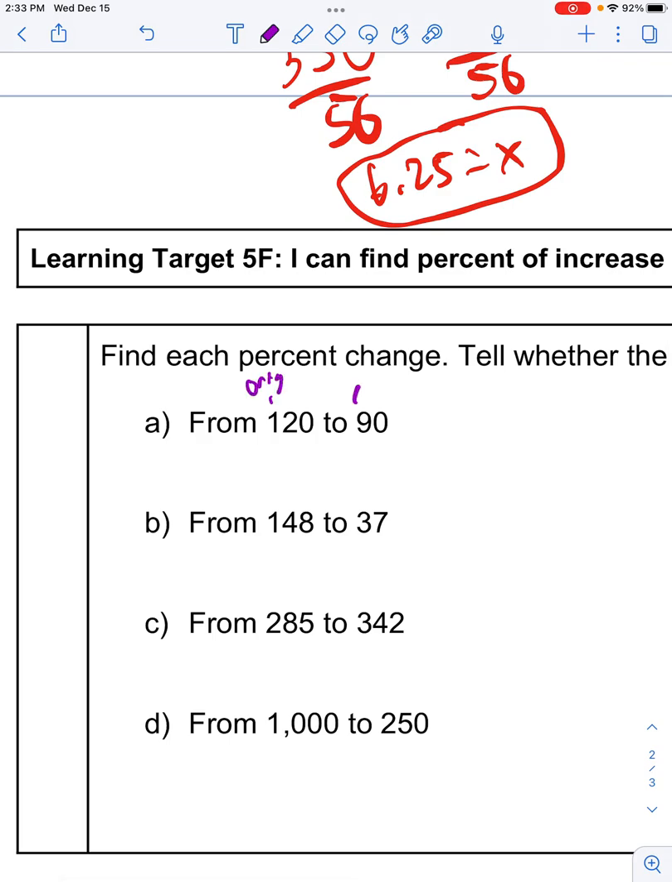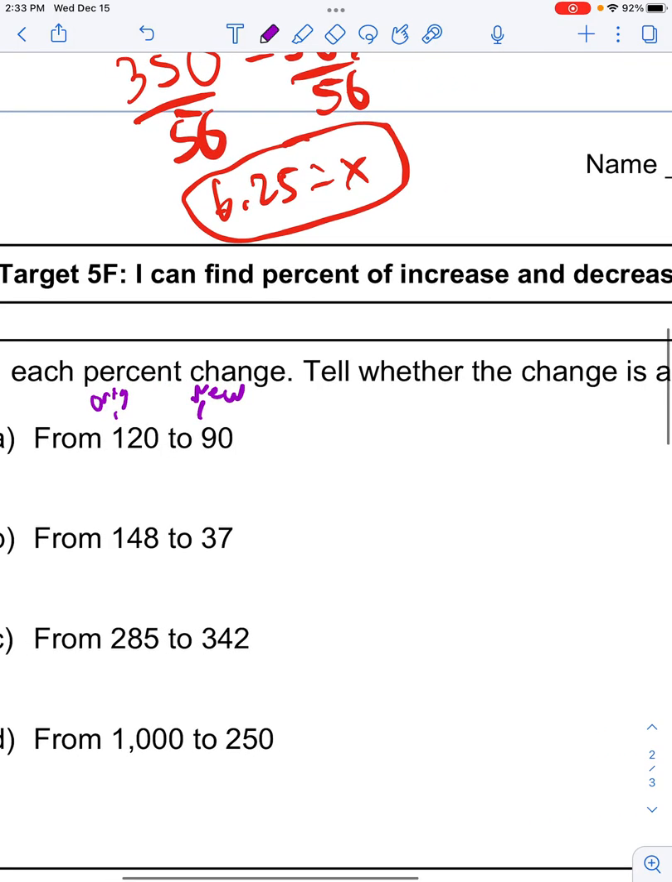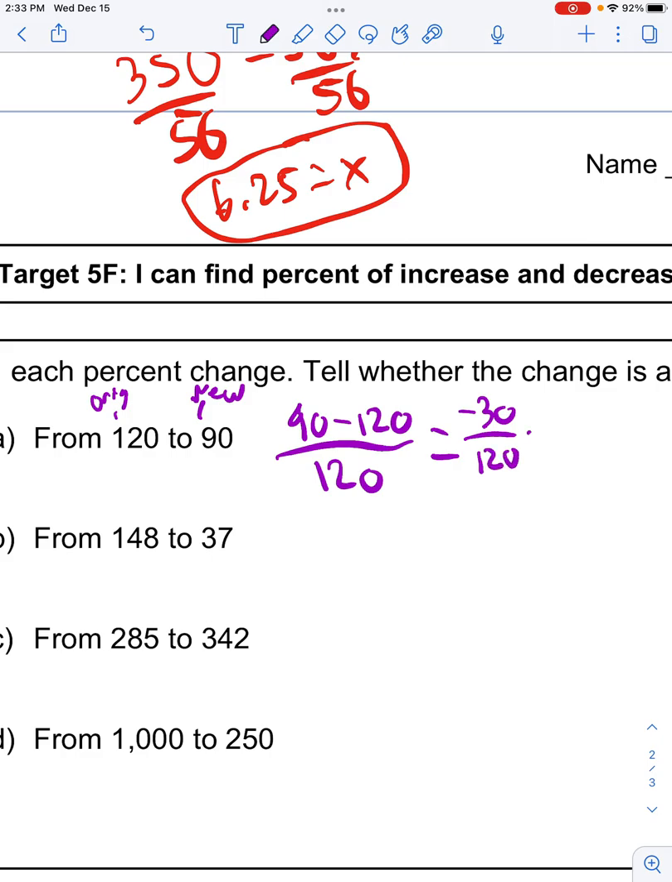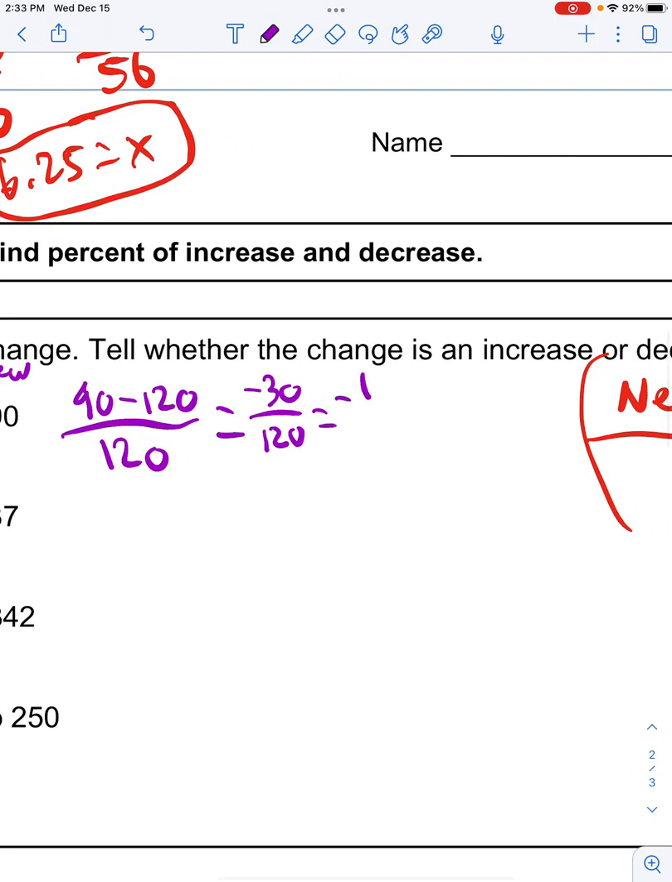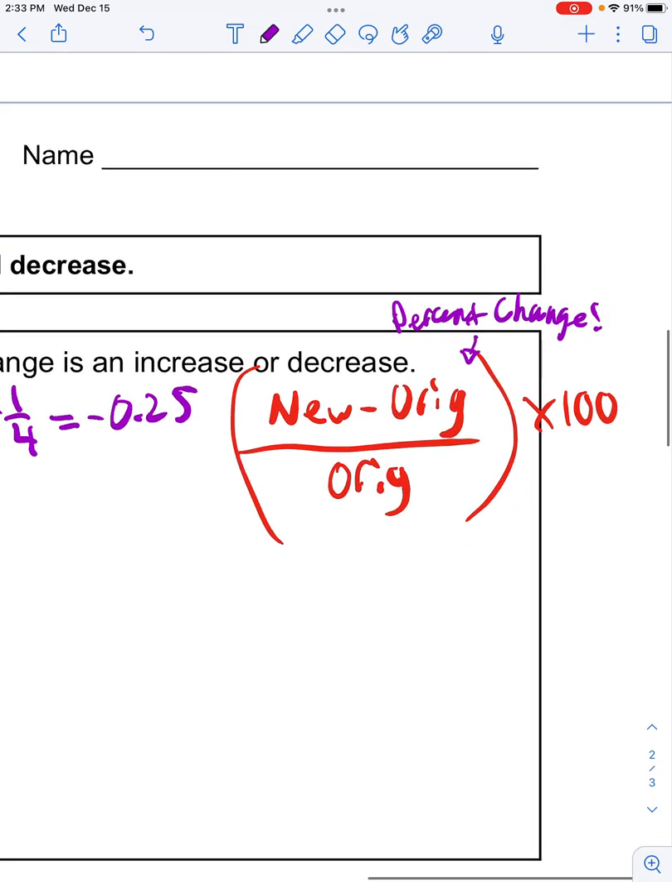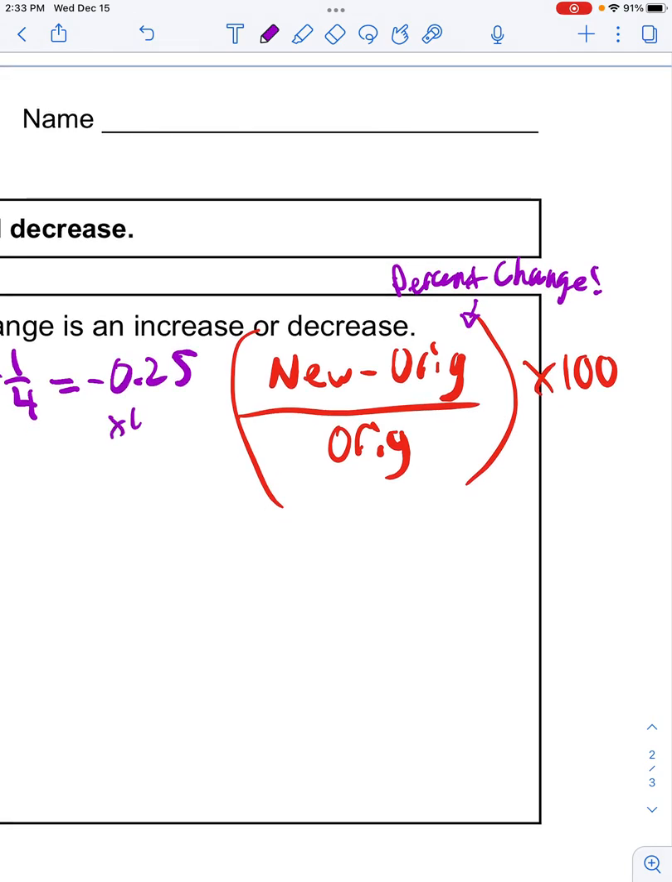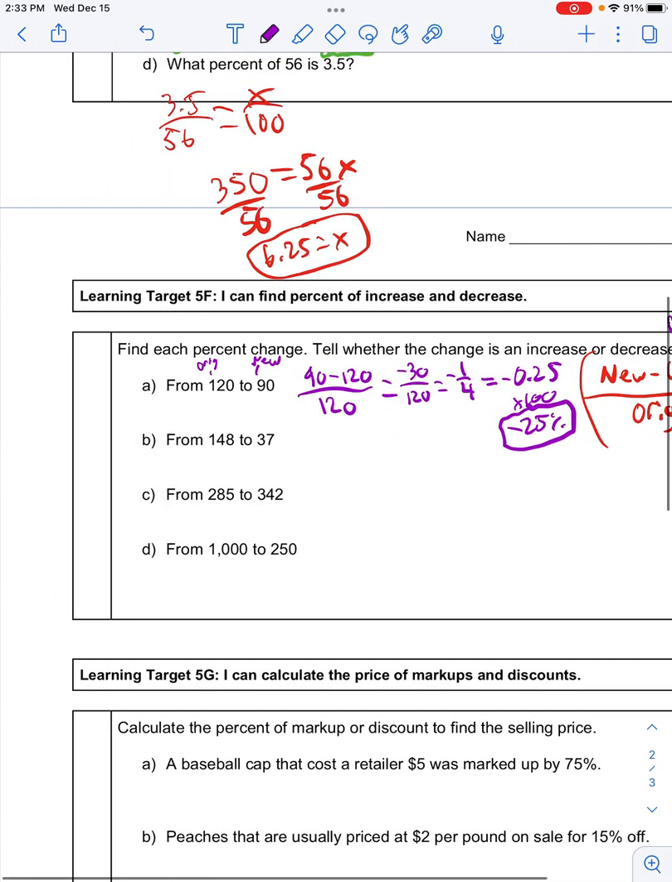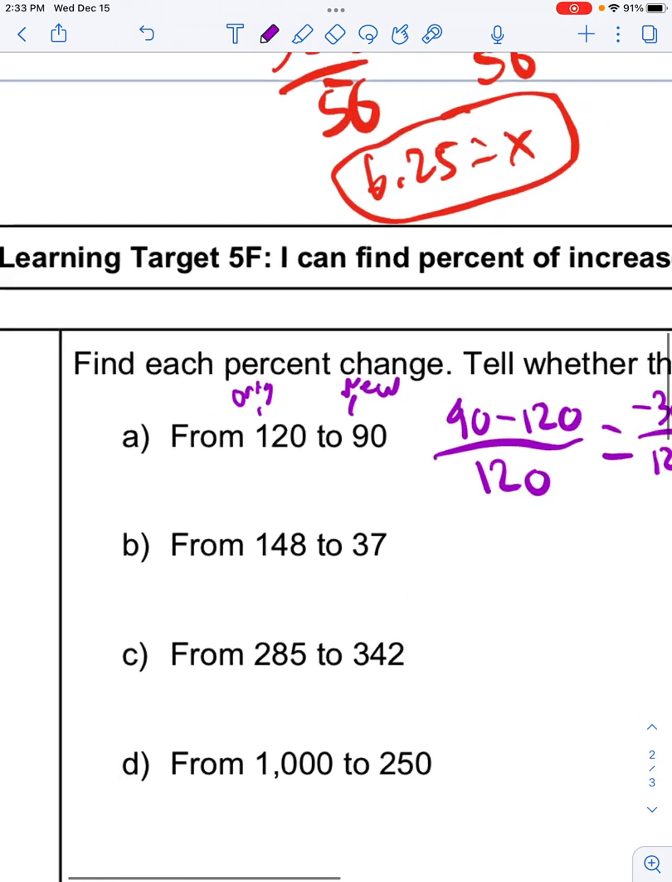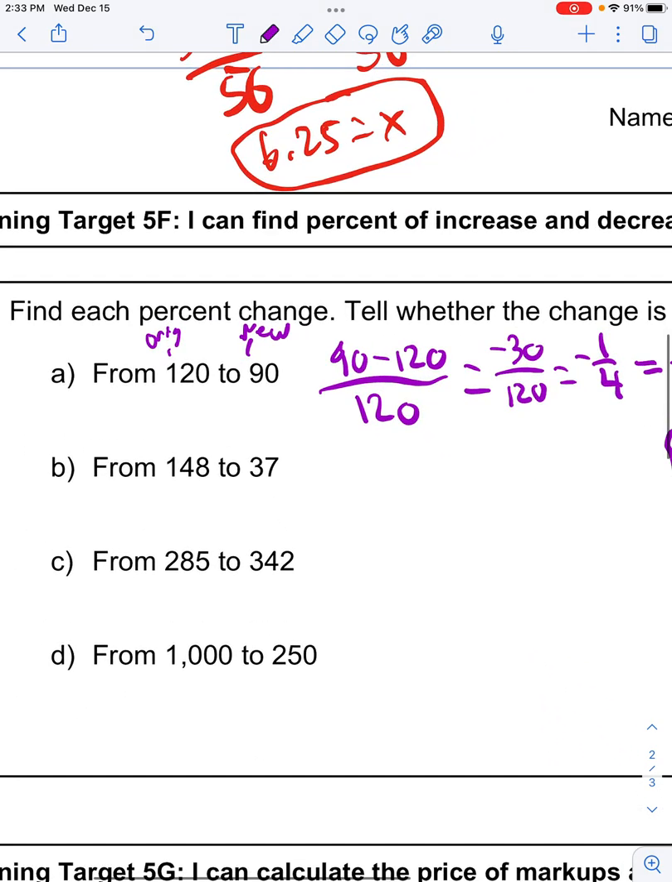So if I start here, this is my original. This is my new. So I'm going to go 90 minus 120 divided by 120, negative 30 over 120. I know that that's going to give me negative 1/4, which equals negative 0.25. And then you need to multiply it by 100 to get a percent. So we're going to get negative 25%. Again, it makes sense that our answer is negative because we started with 120 and ended at 90.